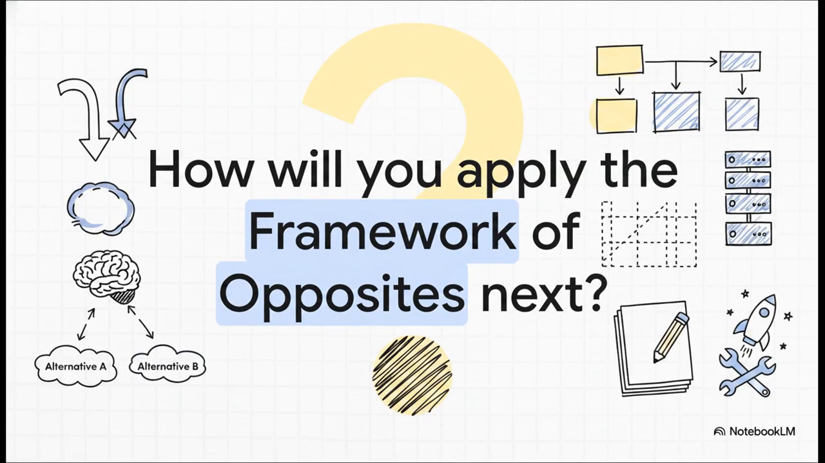So I want to leave you with this provocative thought. Think about the last system you designed. Did you explicitly name the alternative and force yourself to defend rejecting it? How will you apply the framework of opposites to your next architectural sketch? Challenge your defaults, sketch before you template, and keep building amazing things.